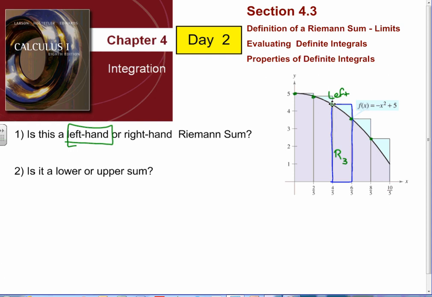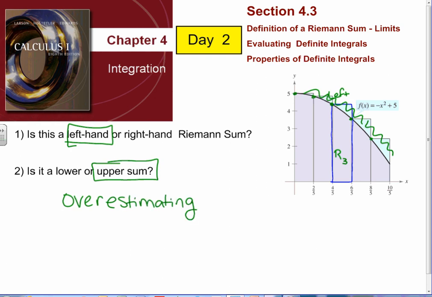Second follow-up question, could you tell me if this is a lower or upper sum? Well, that's almost even easier, isn't it? I notice I've got all this overage, the overestimation going on there with those rectangles. So that must mean I have an upper sum going on. The left-hand method is overestimating the area of this, or the value of that integral. So this upper sum is associated with overestimation.